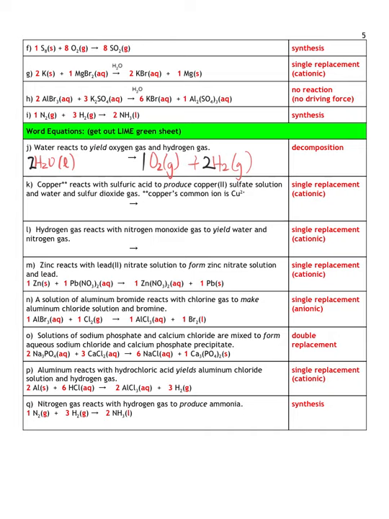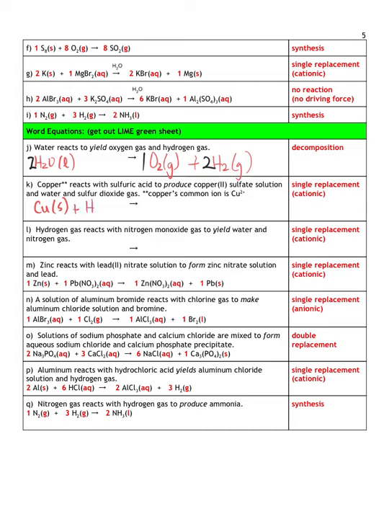Alright, the next one would be copper. I'm going to start off with copper solid, and copper is a metal, so look at my periodic table in the previous page. It's in black, so it's a solid. It's bonded intramolecularly, and it reacts with sulfuric acid.